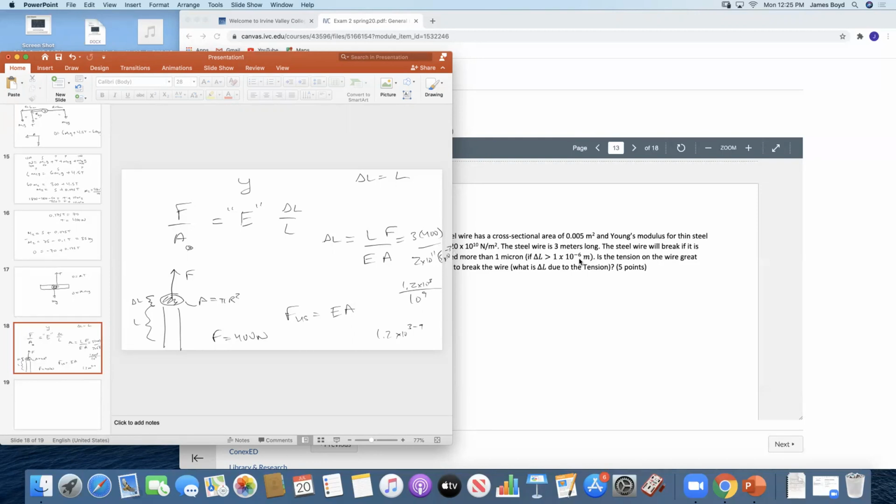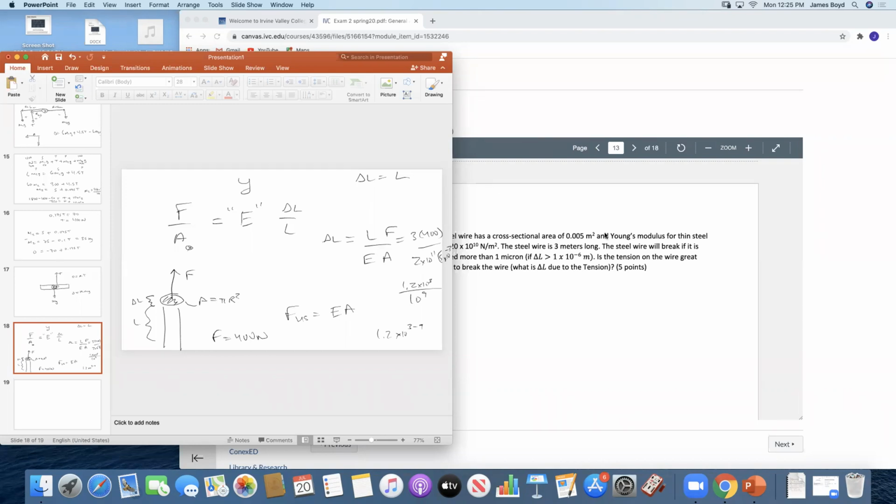And the wire breaks. That's all you have to do here. These are plug and chug. You have to set them up for whatever I'm asking you for. But if I want the force, and I give you the cross-sectional area, and I give you E, or I tell you to look up E in your book, I give you delta L and L, you could find the force. If I gave you F and A and delta L, you could find the length, blah, blah, blah.